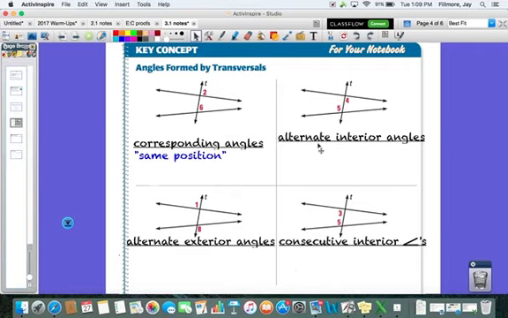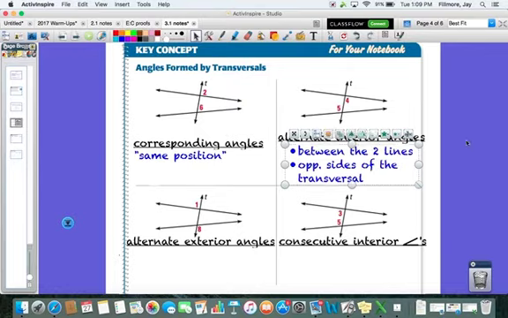Easy enough. Alternate interior angles, well, interior means they're on the inside of these two lines. If I can get that to, there we go. Alternate means they're on opposite sides of your transversal. So we have our transversal T here. 5 is on the left side, 4 is on the right side. That means they're opposite. They're on opposite sides.